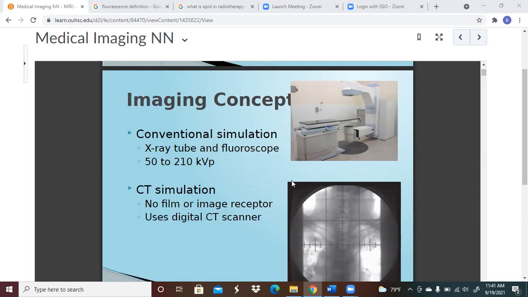And so we're going to cover a little bit of film, but we're also going to move beyond that into other modalities and just touch on them to see what role they play in radiation therapy. So for conventional simulation, generally we're going to use an X-ray tube or fluoroscopy. There's some of that still in use, but a lot of that has really been replaced by CT simulation. You get a lot more information. It's much quicker. Is it more expensive?